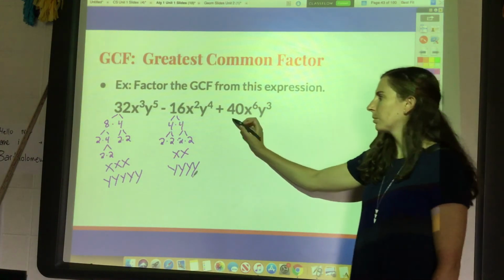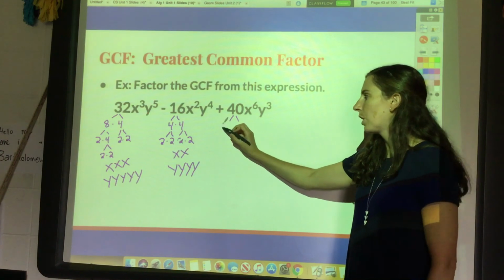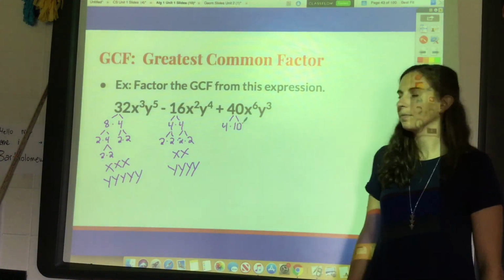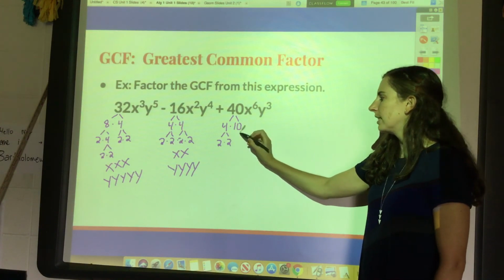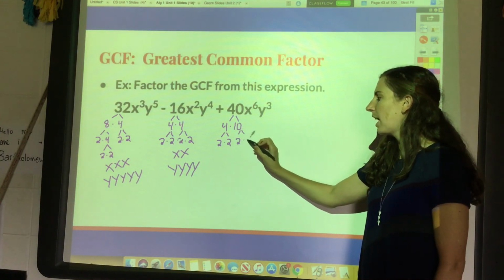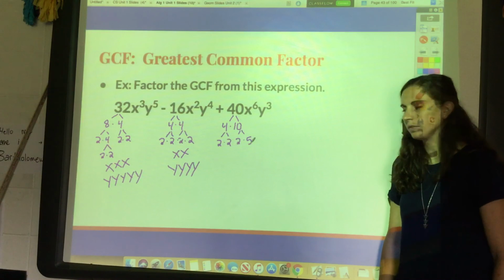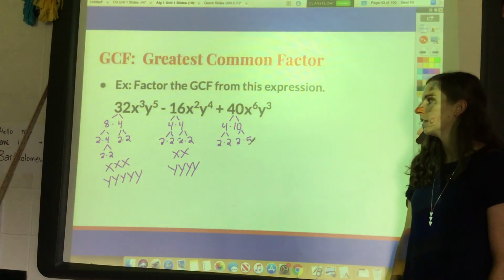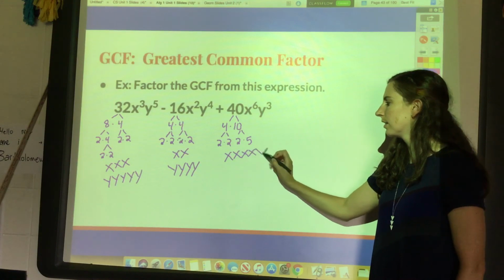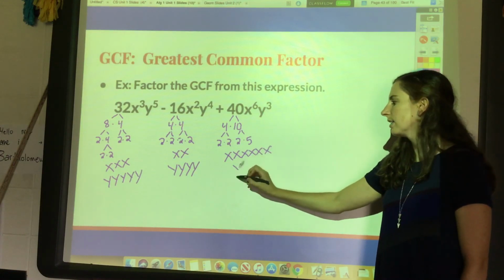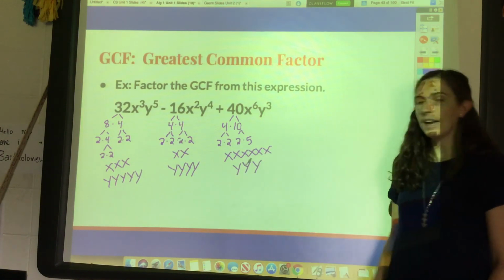40, I'm going to split it into 4 and 10. You can do it however you want. You'll get to the same thing eventually. 4 splits into 2 and 2. And 10 splits into 2 times 5. Those are all of its factors. Then I've got 6 x's and 3 y's, and that is everything.